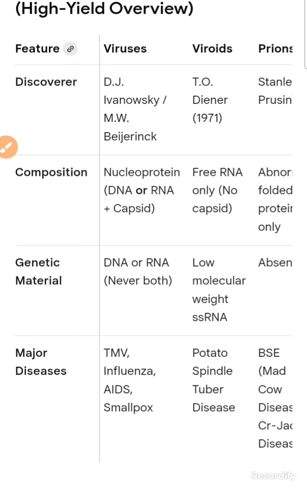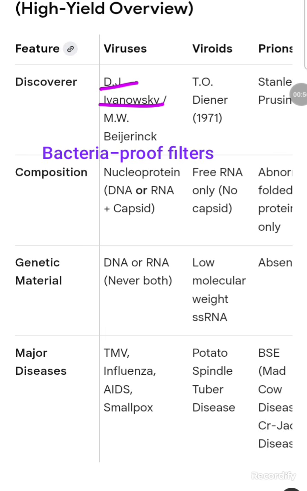Here, the name virus itself means venom, or poisonous fluid, and that name was given by Dmitri Ivanovsky in the year 1892. He also recognized that certain microbes are the causal organism of mosaic disease of tobacco, and he said that these viruses are much smaller than bacteria because they passed through bacteria-proof filters.